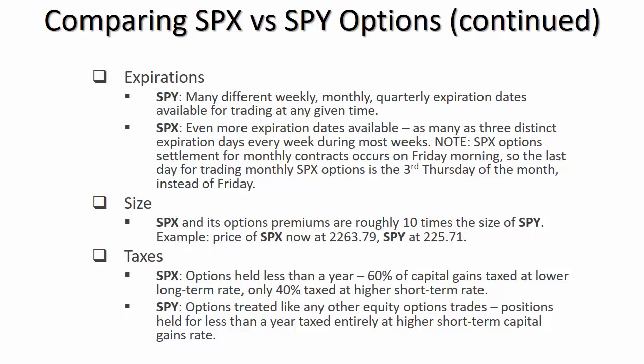Taxes. Finally, another important consideration in the weighing of SPX versus SPY is in the way they're treated for U.S. tax purposes. For SPX index options held less than a year, 60% of the capital gains are taxed at the lower long-term rate, while only 40% are taxed at the higher short-term rate. In contrast, SPY options are treated like any other equity options trades, where positions held for less than a year are taxed entirely at the higher short-term capital gains rates. Please consult a qualified tax advisor or accountant for more information.